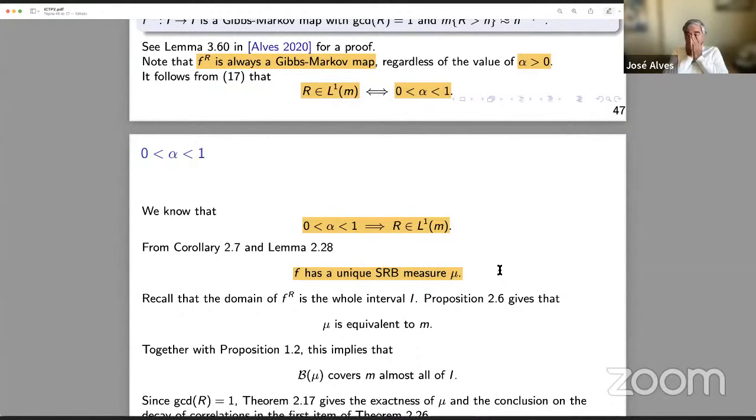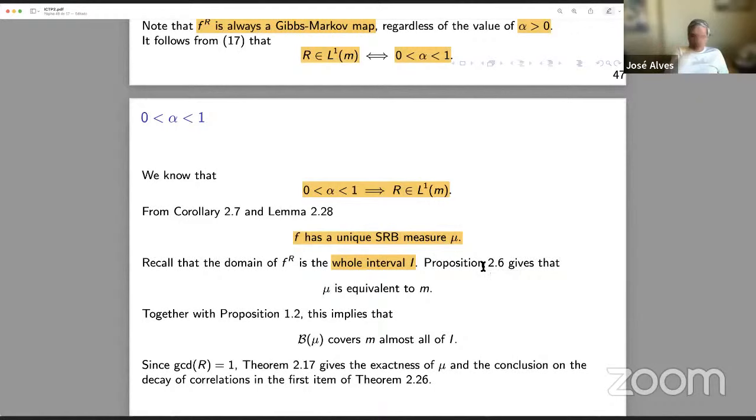You may ask, why uniqueness? The corollary says that it's the unique positive measure on the domain we induce. Here the domain we induce is the whole interval I, so that's why it's unique. And previous results, which you may use these notes to go back and see, say that the measure is equivalent to the measure on the domain we induce. And again, here that is the whole interval I.